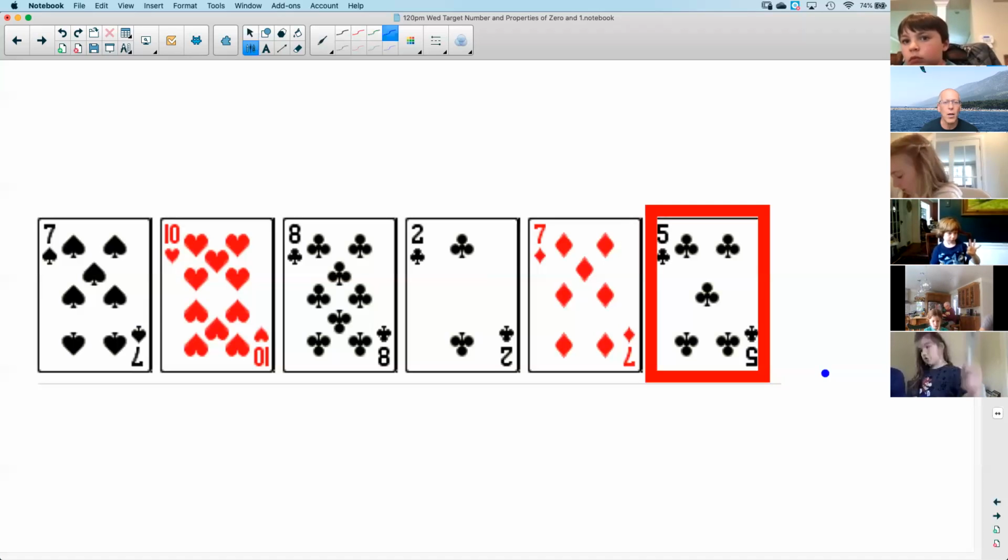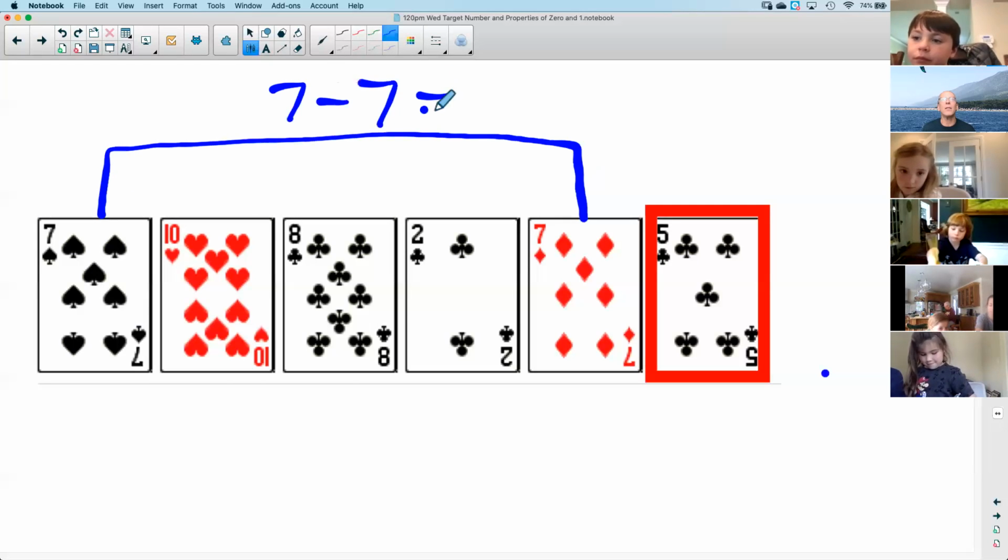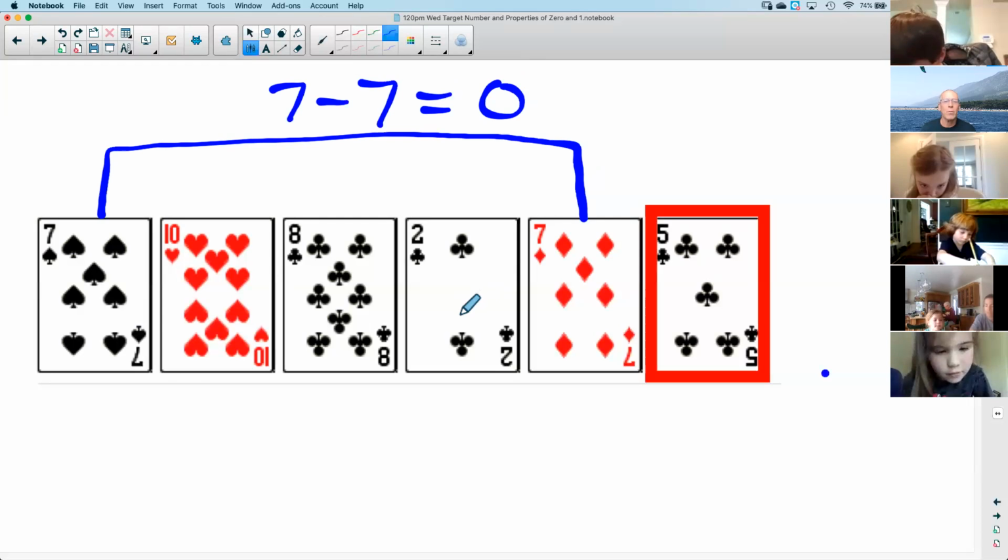Awesome. All right. Who is going to try first here? Victoria, you want to go for it? Yeah. 7 minus 7 is 0. Whoa. That's exactly how I would have started. What a cool idea. 7 minus 7 is 0. Awesome. What are you going to do now?